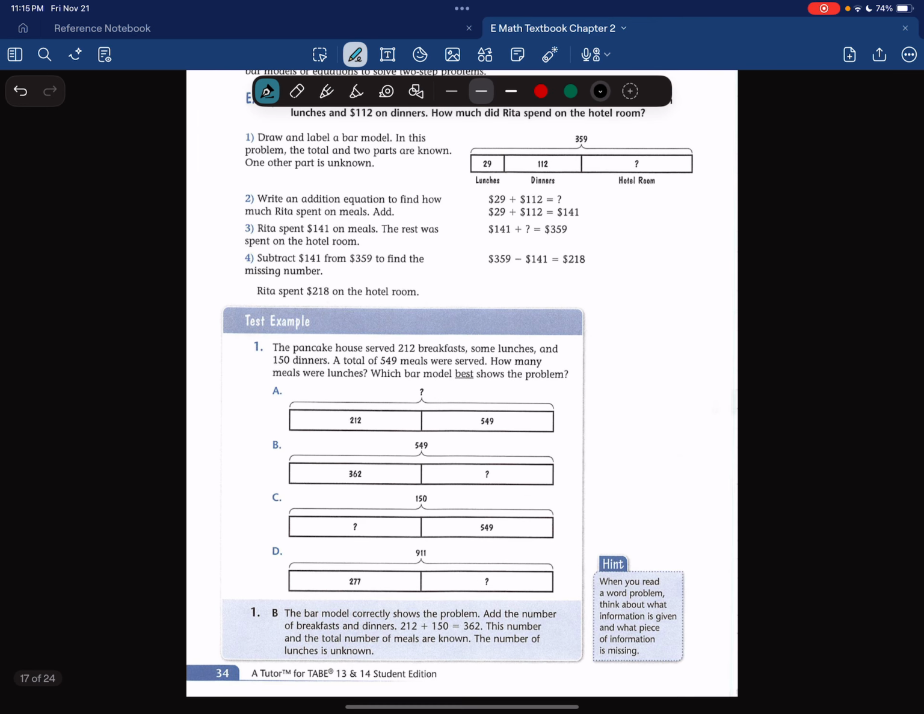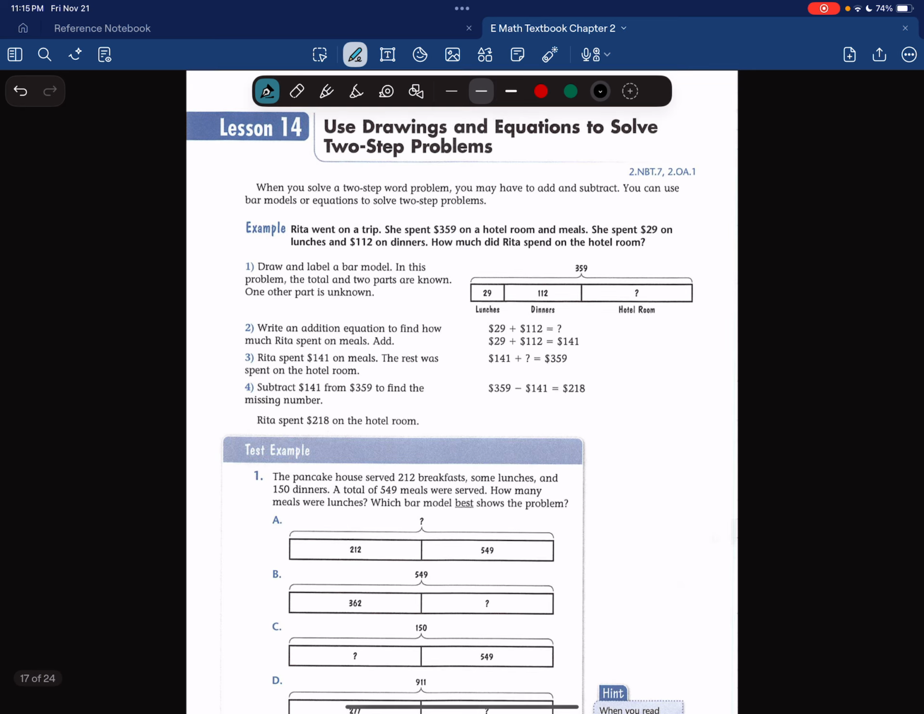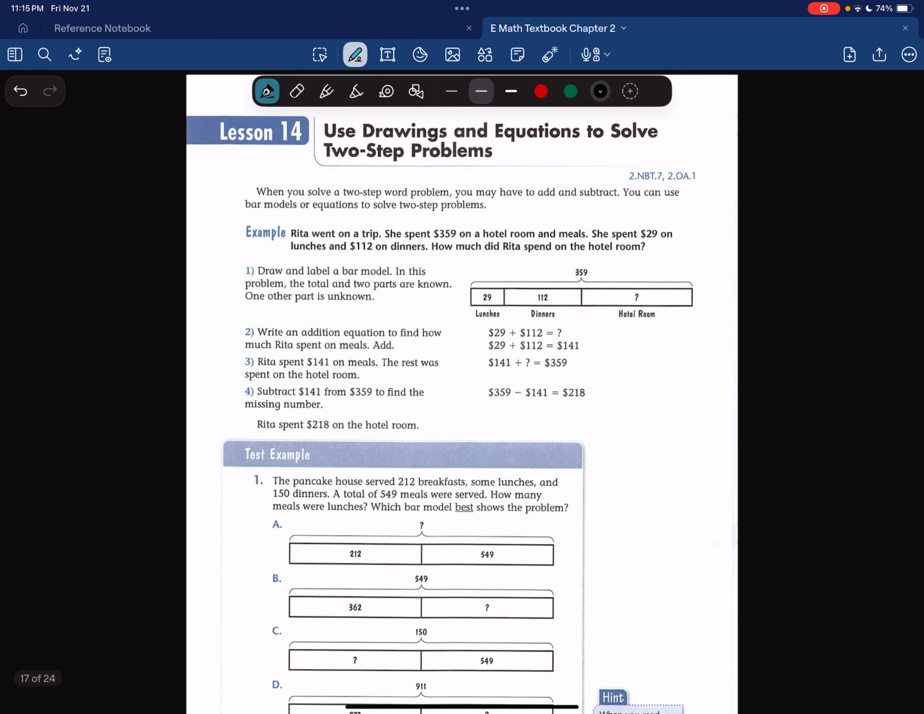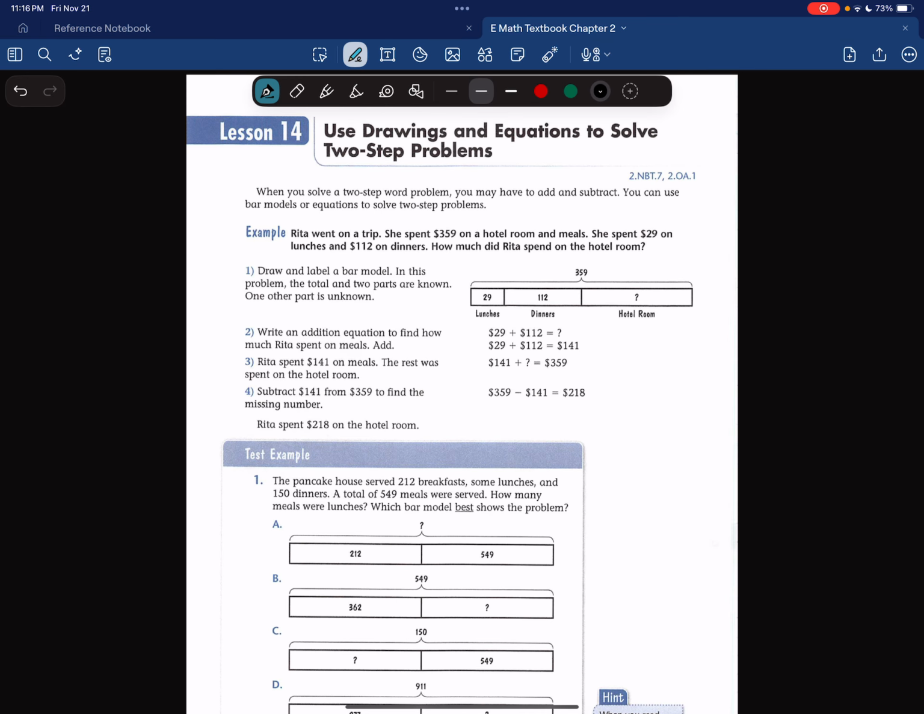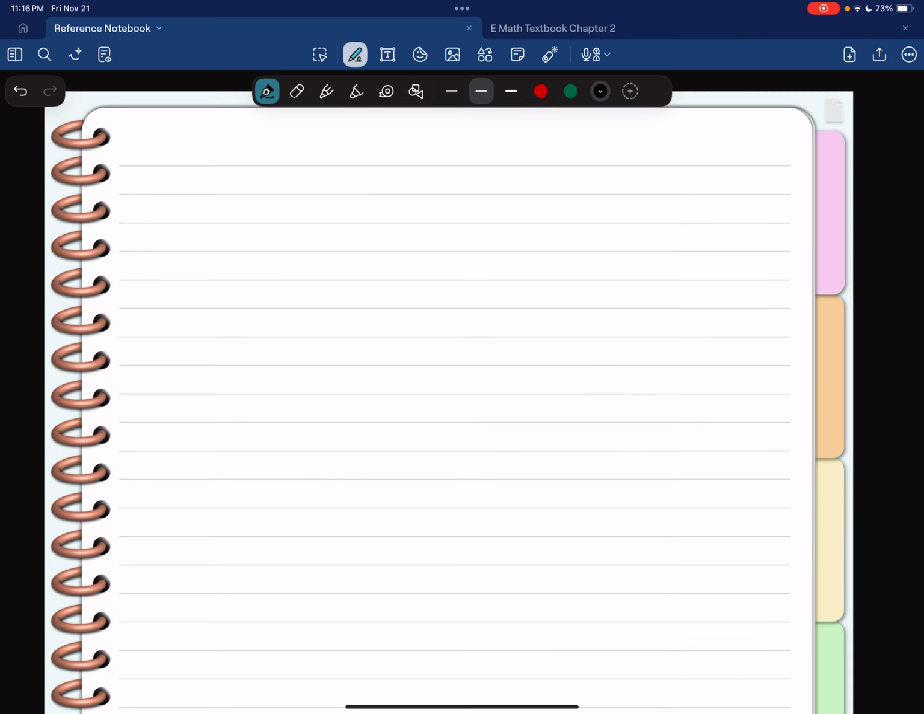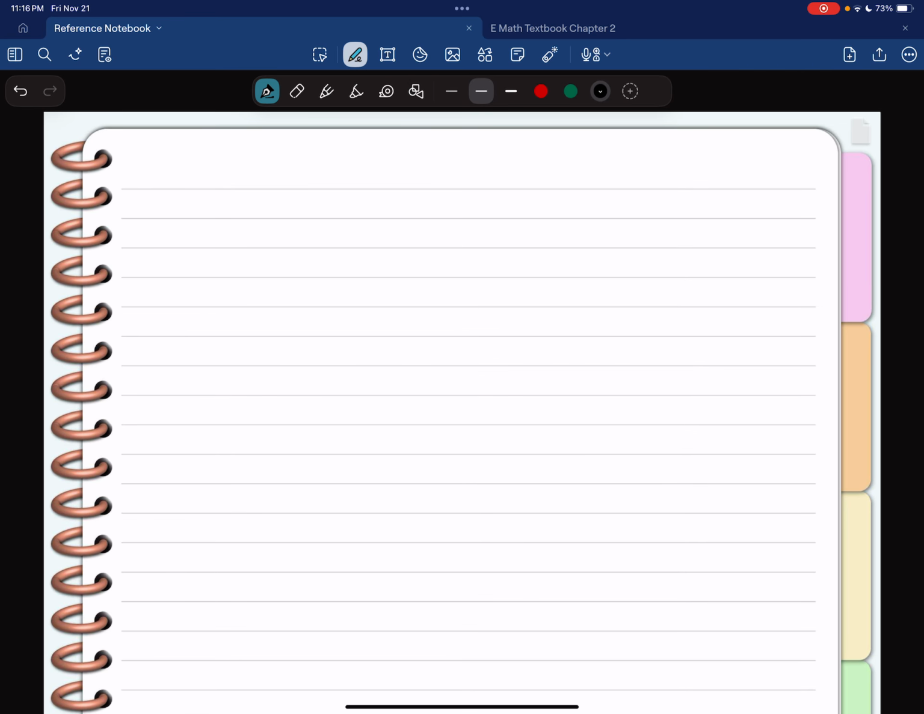I am on page 34 in the textbook, and if you've been bored up to this point, this may be a little bit more of a challenge. Hopefully, you haven't been bored, and this will just be a progression in what we're studying. But I do want to put a page in the notebook for this one, and I'm going to go ahead and label it. We're just going to call it solving two-step problems.